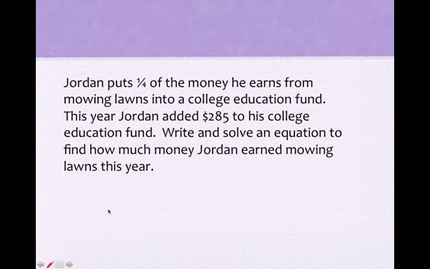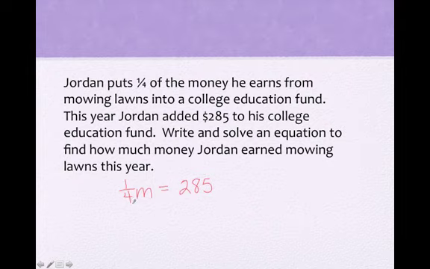Okay, so we know that Jordan earns some amount of money. Okay, we don't know what that is, so we're going to make a variable for that. I'm going to call it M for money. Okay, so 1/4 of that amount, 1/4 of the money, is going to be the amount he added to his college fund, which was $285. So we know that that amount of money has to be a whole lot greater than $285 because this is just 1/4 of how much he earned. So let's make sure our answer ends up being bigger.